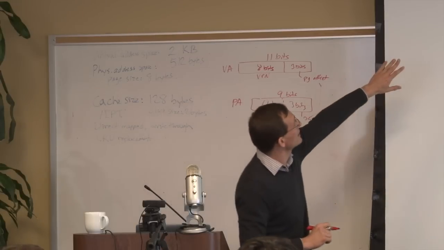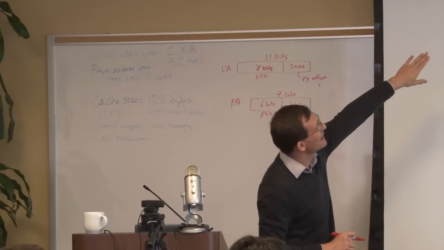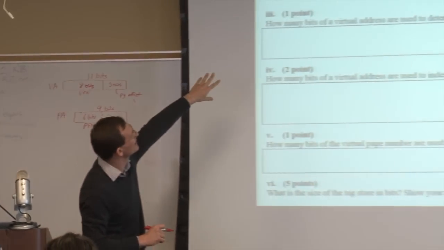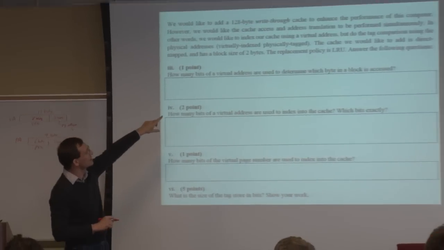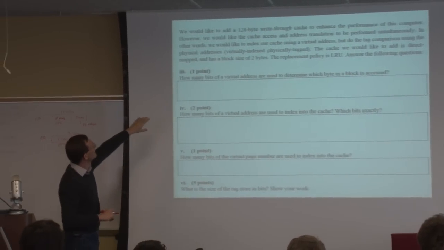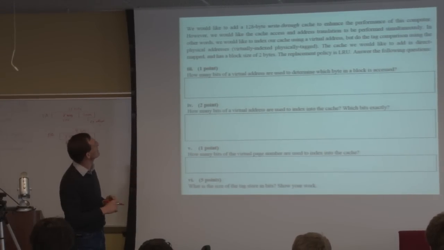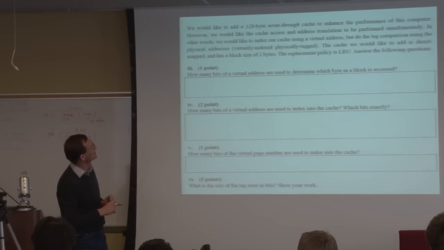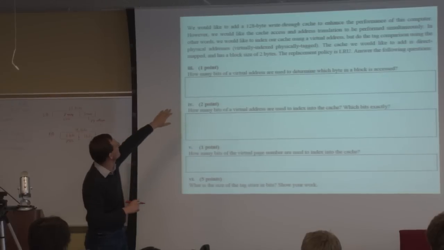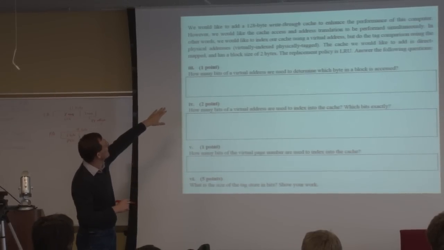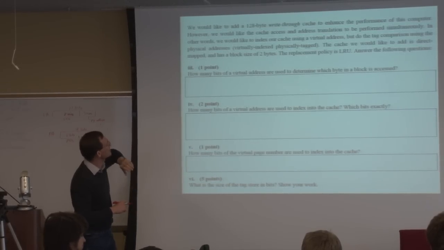We'd like to add a 128-byte write-through cache to enhance the performance of this computer. However, we'd like the cache access and address translation to be performed simultaneously. In other words, we'd like to index our cache using a virtual address, but do the tag comparison using the physical address: virtually indexed, physically tagged. The cache we would like to add is direct mapped and has a block size of 2 bytes. The replacement policy is LRU.